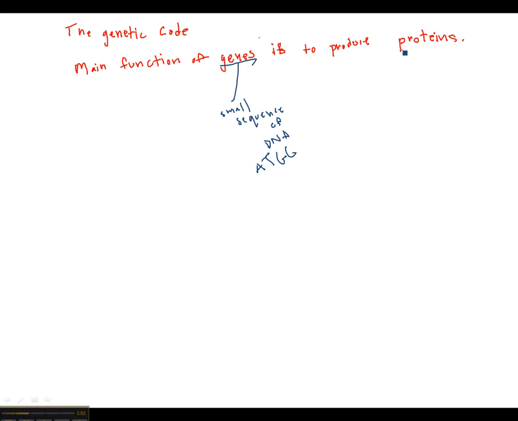Okay, so proteins. Who remembers what proteins are made out of? Well, if you don't remember, they're made out of amino acids. Okay? So that means that these small sequences of DNA, what they actually code for is amino acids that are put together to make proteins. Does that make sense? So we broke down this sentence here.